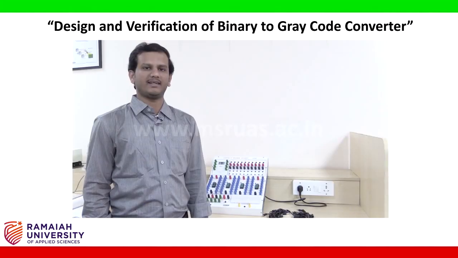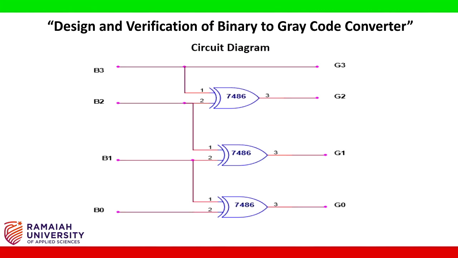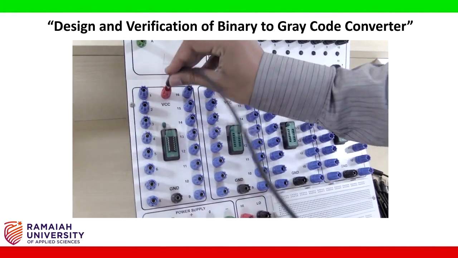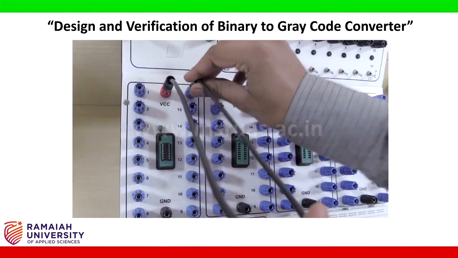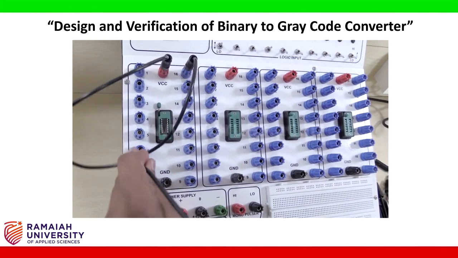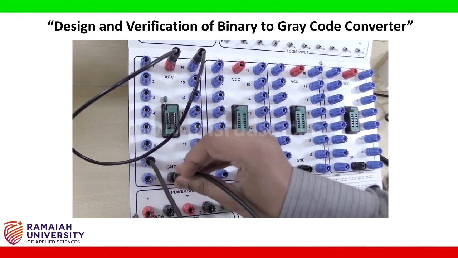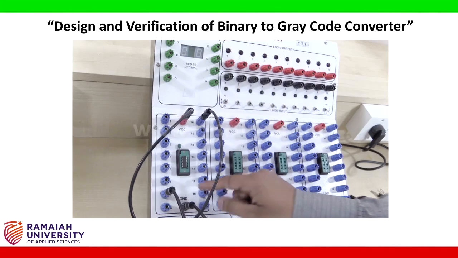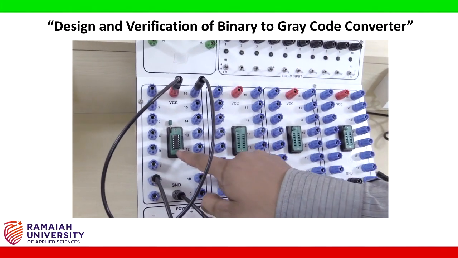Now let us start connecting the circuit as per the logic diagram. So before connecting the circuit, I will connect VCC and ground for the IC base. It will give the power supply to the IC connected. Pin number 7 represents ground, and pin number 14 is VCC, since we are not using the last two slots of the IC base.